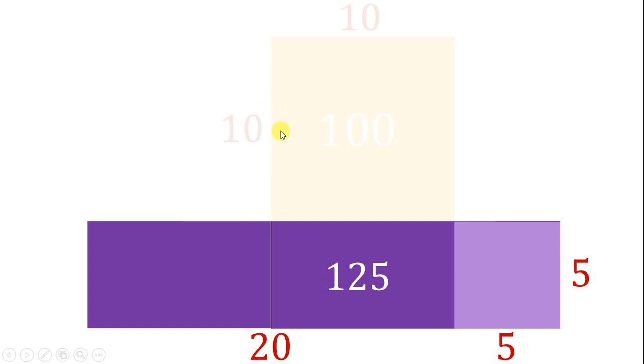So we know that this side length is 10 and this remaining side length is 5. So the total length is 15. So the square root of 225 is 15.